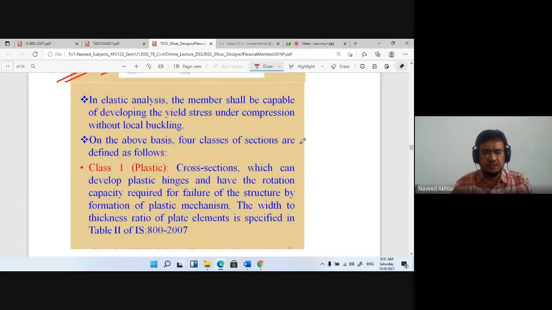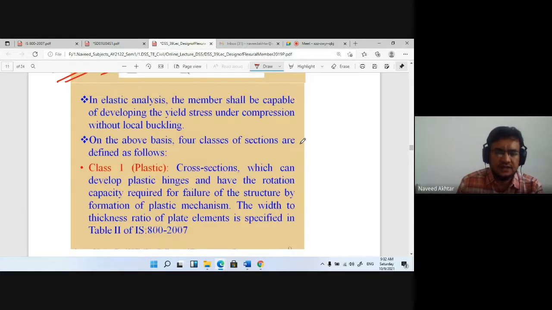In elastic analysis, the member shall be capable of developing the yield stress under compression without local buckling. Generally, the strength of steel in tension is very large. The failure in a steel structure is either due to buckling, crippling, torsion, deflection, or compression. So mostly in design of steel structures, because the strength of steel is very large in tension, we have to take more care of the compression part rather than the tension part.